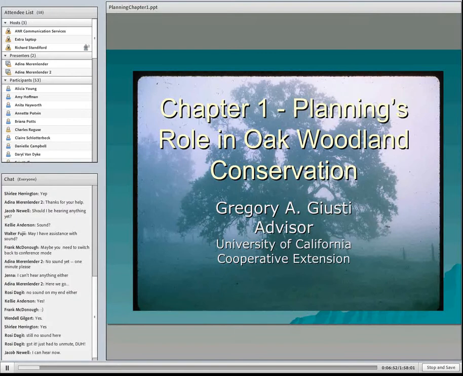Ahead and I'll introduce Greg. Greg Giusti has worked in oak woodlands and forest lands throughout the North Coast and actually statewide too. He's the primary author of the book that we're using here, The Planter's Guide to Oak Woodlands. Greg will talk to us a little bit about the planter's role in oak woodland conservation. So Greg, it's all yours for about 20 minutes.